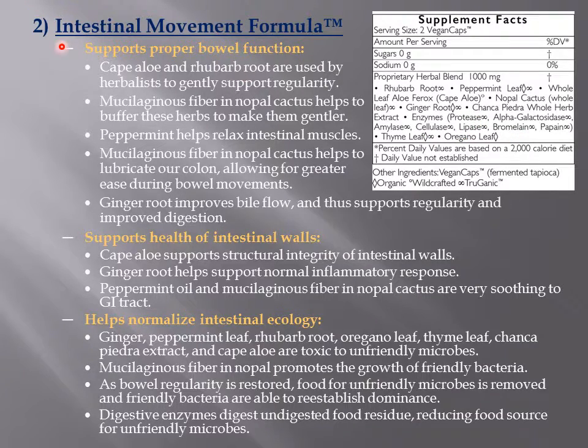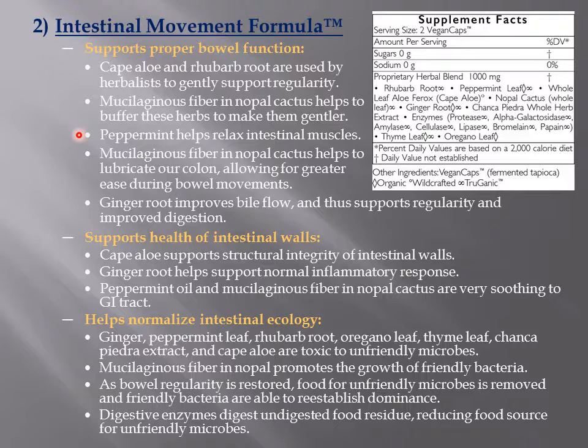So this product is very effective at supporting bowel function. Cape aloe and rhubarb root are known by herbalists and used to support bowel regularity. So for people who are constipated, these herbs really help support improving bowel function and regularity. The mucilaginous fiber in nopal cactus helps to buffer these herbs and make them gentler in the way they act on your colon to stimulate that peristaltic motion, preventing some kind of a harsh cramping and reaction that sometimes people get when they take herbal laxatives.